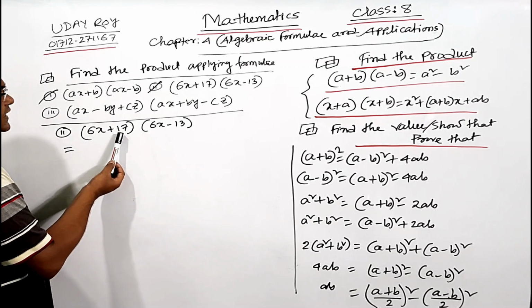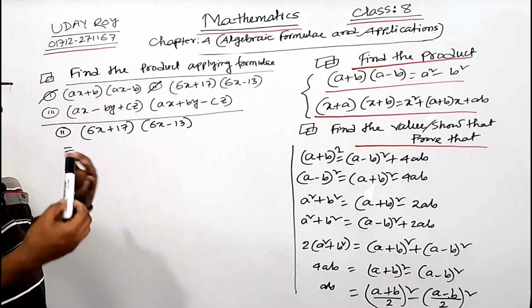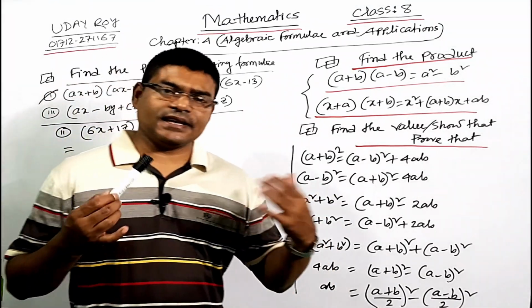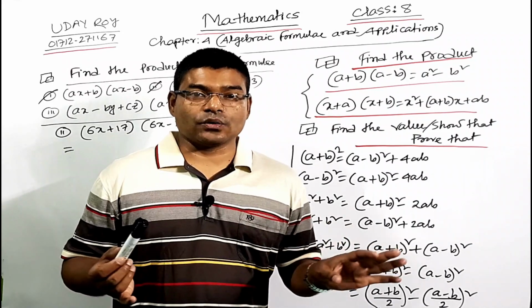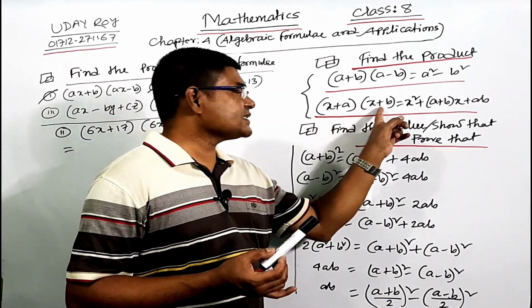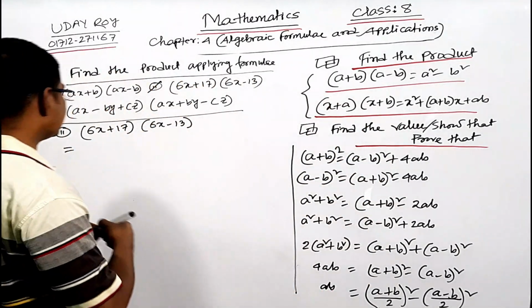So if we think that this is a, we have to think that this is b. But here is minus. If we memorize the rules x plus a into x minus b, we can easily do it. But we will not memorize all rules. If we just keep in our mind only x plus a into x plus b, we can easily do the maths.